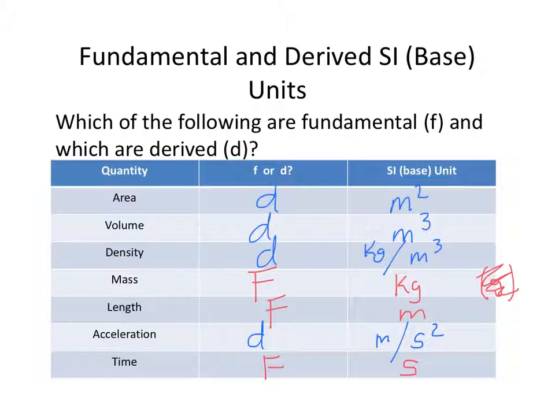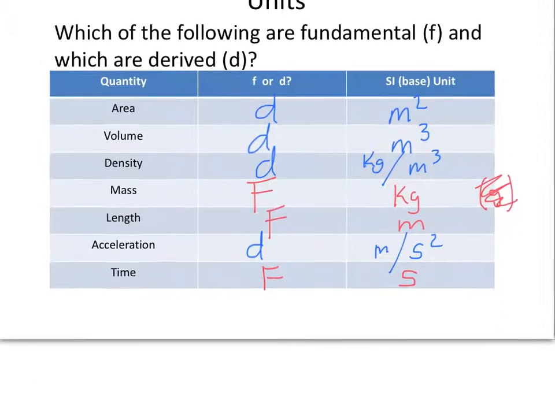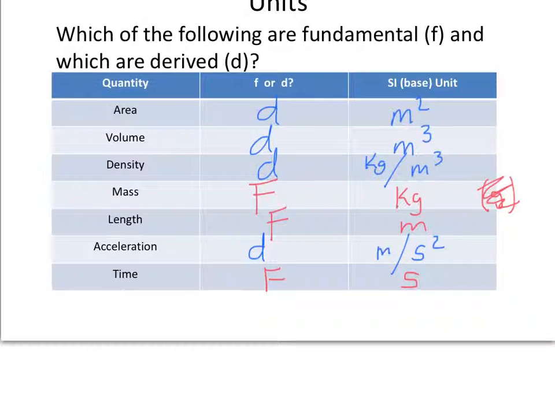If we had velocity on here, let's see here, if we had velocity, that would also be derived, and it would be meters per second. Acceleration is meters per second per second. It's the change in velocity. So that's why seconds is squared right here.